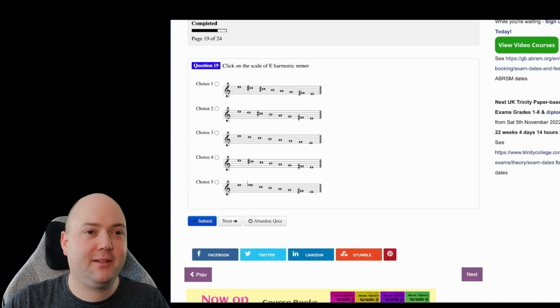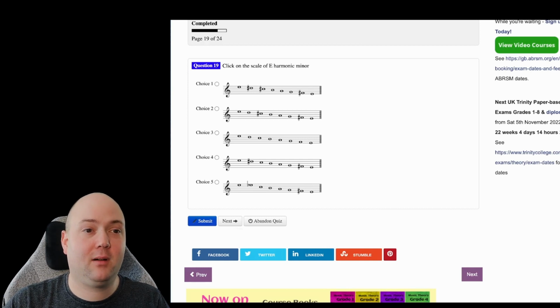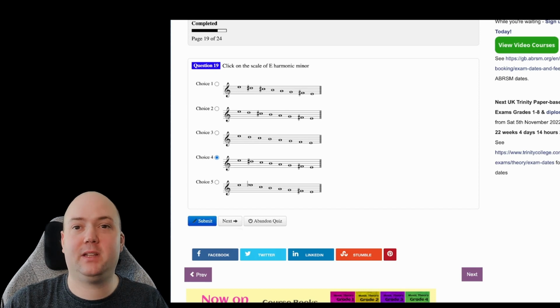Click on this scale of the E harmonic minor. So this is in treble clef, so I can get this pretty quickly. E minor is 1 sharp, just F sharp. But we need harmonic, so we need F sharp and D sharp. So that is choice 4. And harmonically, choice 5 is correct. But when we're dealing with scales like this, the actual notes matter. We can't go with enharmonics.